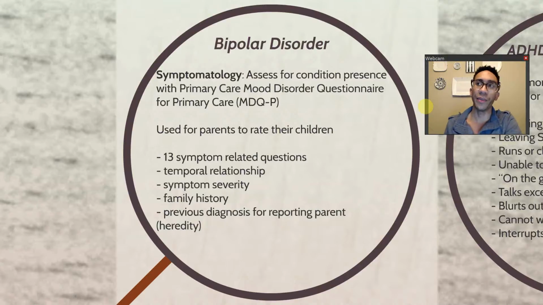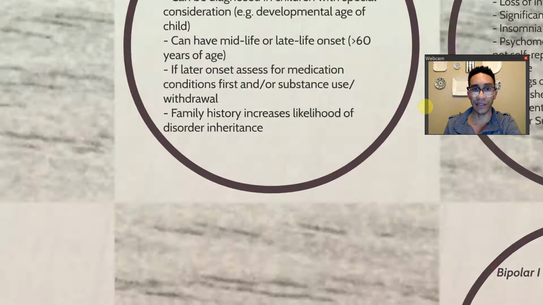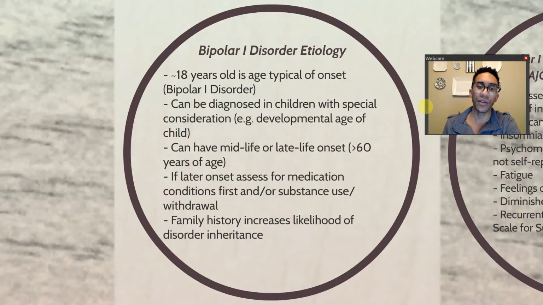So if a parent has already gotten that diagnosis before, then it's maybe pretty likely that you're looking at bipolar disorder. It just makes it a little bit easier, and you can gather that data. So I chose the bipolar 1 disorder etiology as opposed to bipolar 2. So for bipolar 1, 18 years of onset is typical, but it does have a range like everything else. Can be diagnosed in children with special consideration, especially so when you're talking about the developmental age of the child.